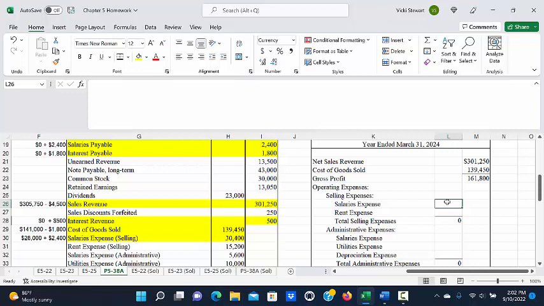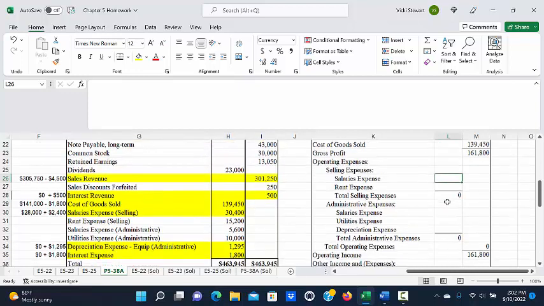So when we go to the adjusted trial balance, we will look for first our selling expenses. So we had salaries expenses that we're selling of $30,400. We had rent expense for selling of $15,200, which gives us total selling expense of $45,600. And now we need to record or subtract our administrative expenses.